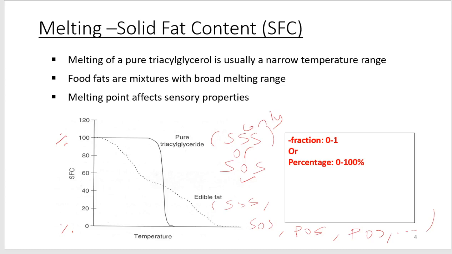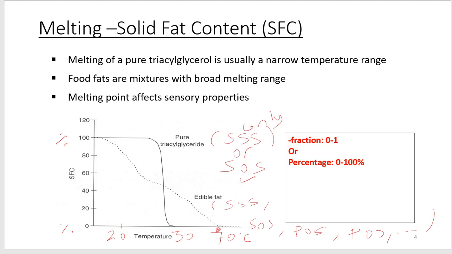So we have two axes. Y-axis is solid fat content and x-axis is temperature. Let's say this temperature is 70 degrees Celsius and this one is 50. Maybe this one is 20. Let's look at the profiles. For edible fat, what is the solid fat content at 70 degrees? It's 0.